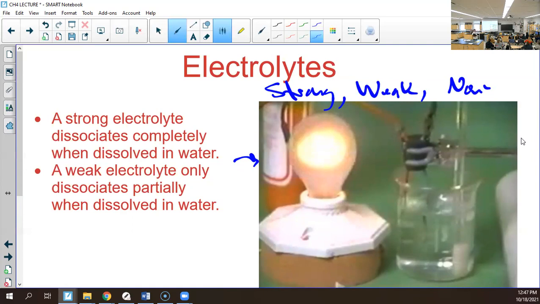All right, what would vinegar be? Vinegar's a weak. It is weak. The light didn't go very bright, right? And then hydrochloric acid, strong. And then water, non-electrolyte. Tap water, weak electrolyte, but they're not going to ever ask that on a test. Just know water is a non-electrolyte. But salt water was definitely strong, right? Yep, it's always assumed it's pure water.